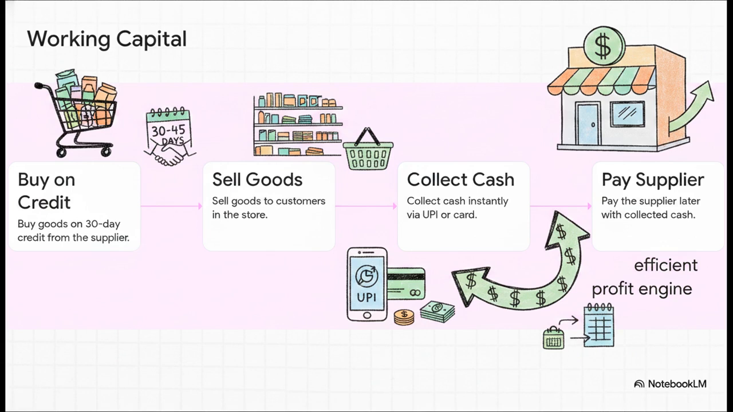Think about that for a second. They are cleverly collecting cash from customers way before they ever have to pay their suppliers. This means suppliers are effectively financing FreshMart's inventory. It's essentially free money, a totally incredible profit engine, and it is exactly how the biggest retail empires operate.